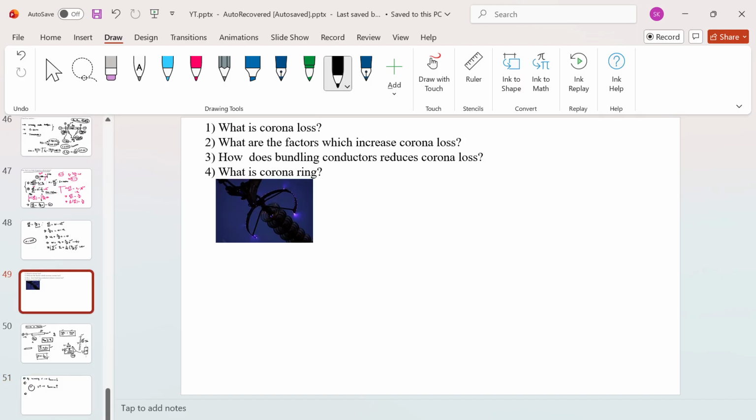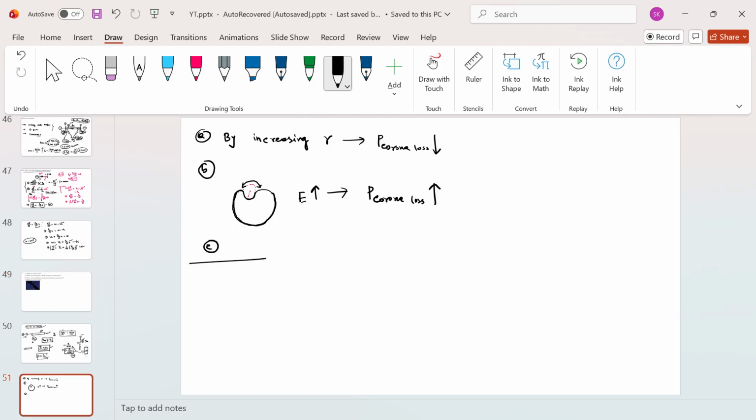And how does bundling conductor reduce the coronal loss? See, bundling conductor is simply increasing the effective radius of the conductor. So what is bundling? Let's say you have one conductor per phase, transmitting power through one conductor. Bundling means that in a phase you have, say, four conductors. So these four conductors will carry the power for the A phase.